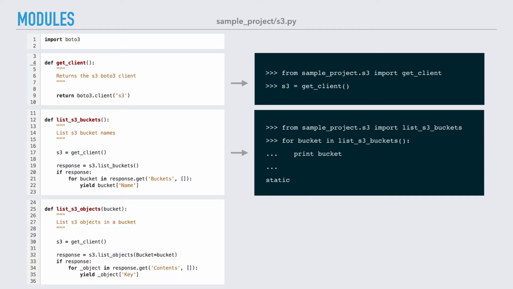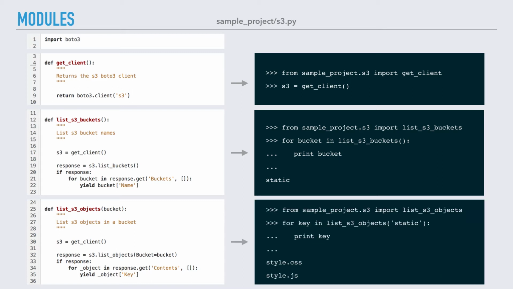list_s3_objects requires a single bucket name as an argument. Within the function, I'm going to use the get_client function, then make a request to Amazon's list_objects endpoint utilizing that bucket. We will check the response, then iterate over the response's Contents key, yielding back the object's Key. To use it, import the function, then use a for loop to print out each of the results as we iterate. Here I see my bucket static contains 2 files, style.css and style.js.